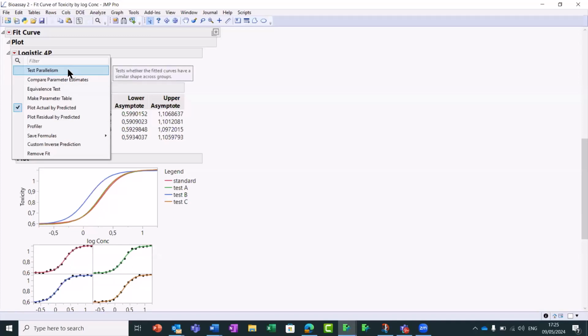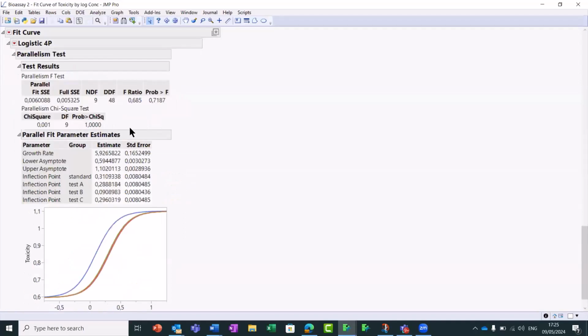It says it tests whether the fit curves have a similar shape across the groups. So now I have run the parallelism test, and we can see a lot of different values. If you are not a statistician, don't be afraid. There are very particular things that you have to check. And this is actually the p-value.